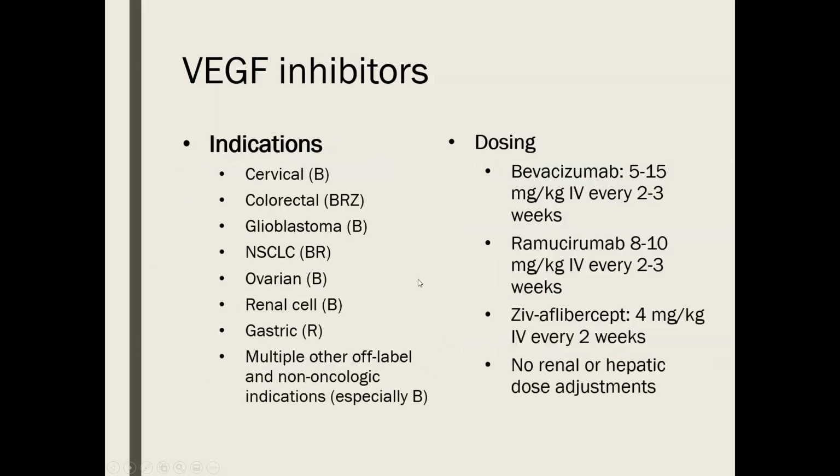We do have lots of FDA-approved indications for this class of medications, and they're specified here on the slide, but of course, looking at package inserts or Lexicomp is going to be more comprehensive for you. And we have the dosing on the slide here as well. Bevacizumab is our classic 5 to 15 milligrams per kilo IV every 2 to 3 weeks, depending upon your indication or your treatment plan.